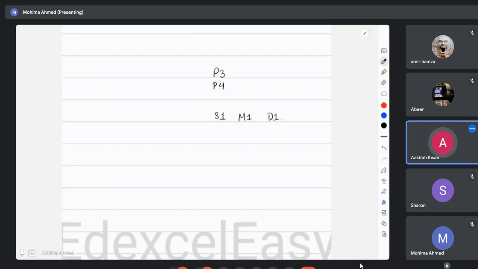I'm taking S1. Okay, so you and Amir are going to be under the same batch for S1. Okay, Amir is going to be on a separate class, and Sharon is going to be on a separate class. But for P3, P4, we're going to have similar classes.